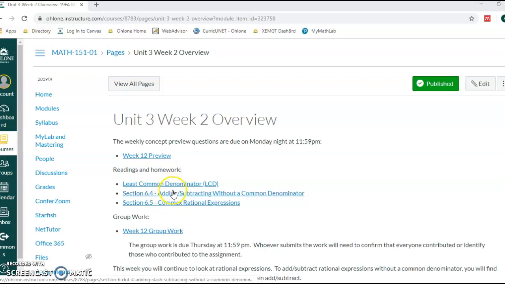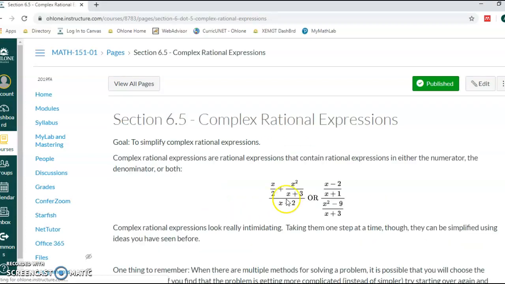Once you find the LCD, then rewriting your fractions with the least common denominator and then adding and subtracting, without one. The complex rational expressions I want to kind of take a look at.